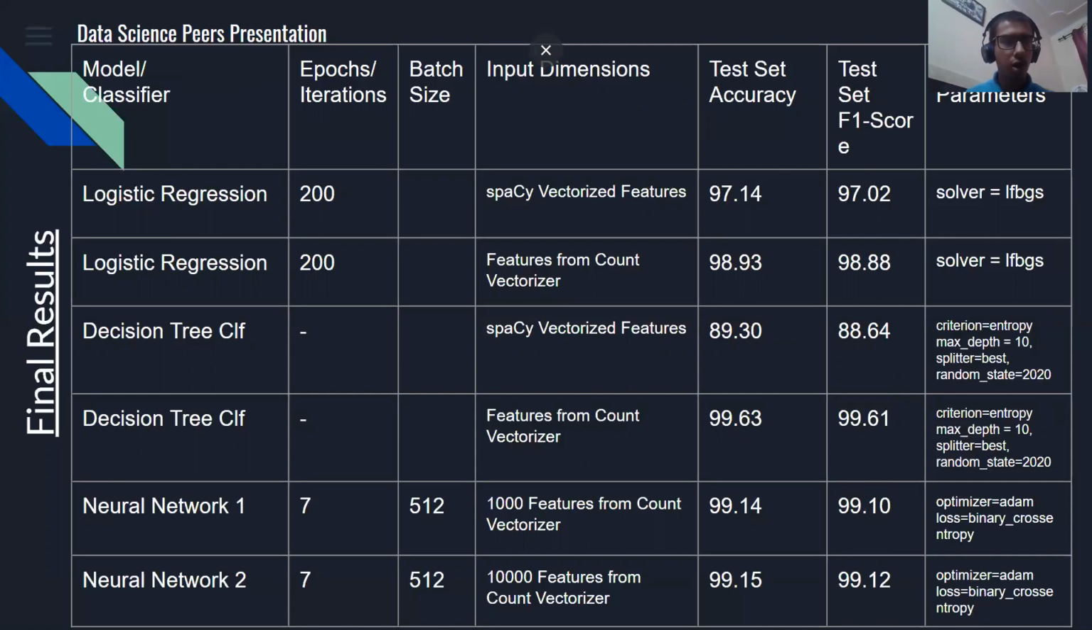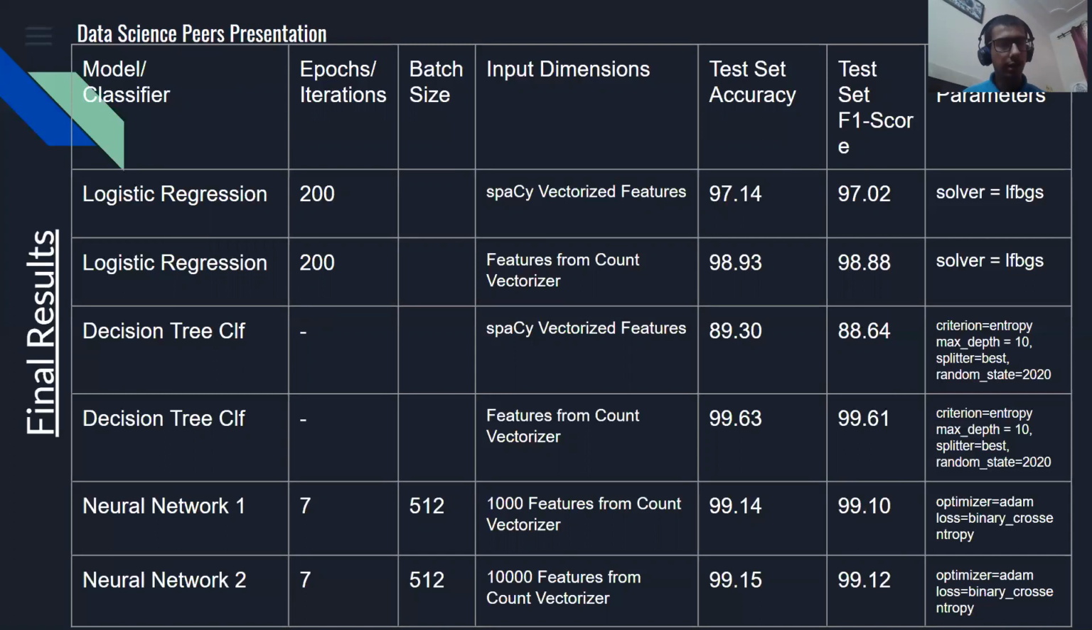So first, for the model with logistic regression, I kept the iterations to 200, and the features here are the spaCy vectorized features that were provided by spaCy, around 300, right? So this gives me an accuracy of 97.14% and 97.02% of the F1 score.